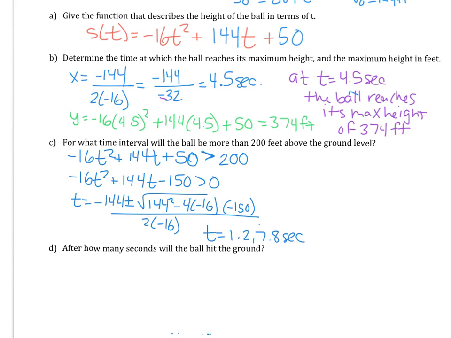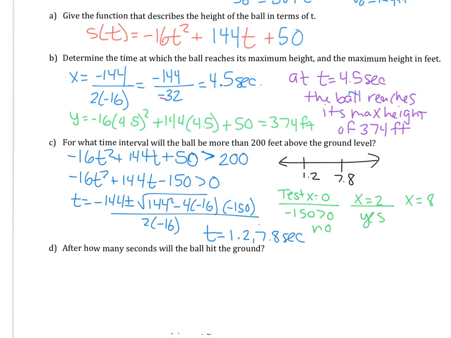Okay, so now I'm going to go ahead and put those values on a number line. 1.2 and 7.8. And then I need to test my regions. So my easiest test would be x equals 0. If I plug that in, I get negative 150, which is not greater than 0. Then I think I'm going to test x equals 2. When I plug that part in, I get a yes. And then if I tested a number like x equals 8 or x equals 10, again I get a no.